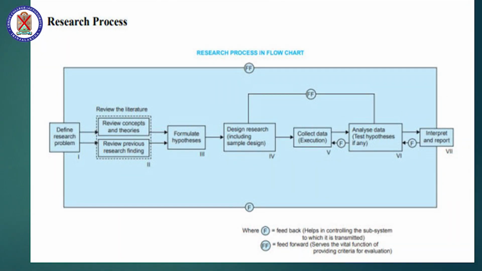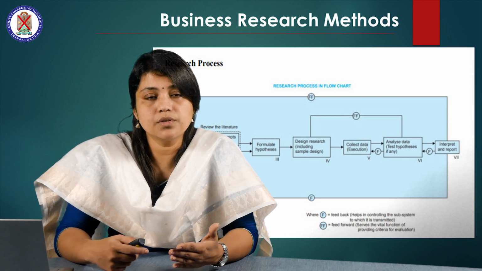Here I provided a chart that illustrates the research process. The chart indicates that the research process consists of a series of actions or steps necessary to effectively carry out the research. The chart clearly indicates the research process consists of a number of closely related activities, as we can see from the first step to the seventh one. So this is all about the research process.